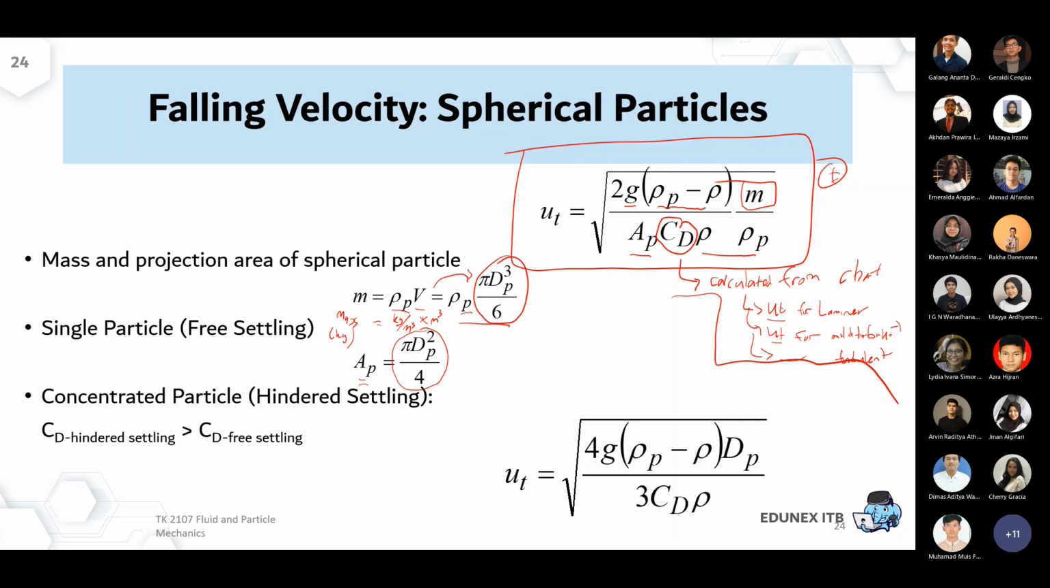So actually it's okay if you want to simplify from this top equation into the bottom equation. It's still generic. It's still applied in all regimes, and in all values of the Reynolds number, by simply substituting this AP and this m, so that now everything is expressed as dP, the particle diameter.